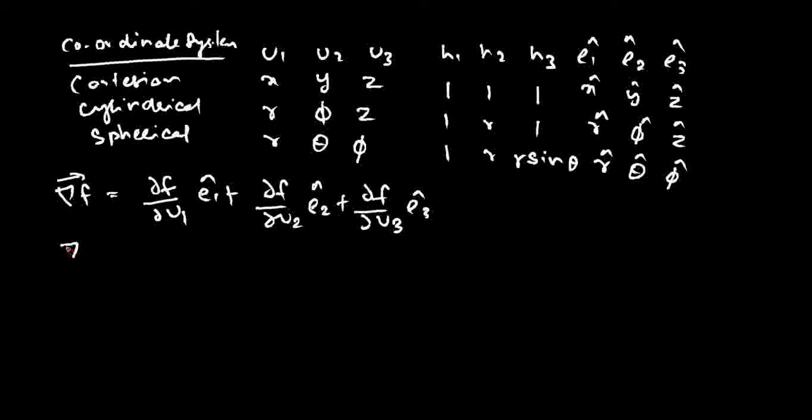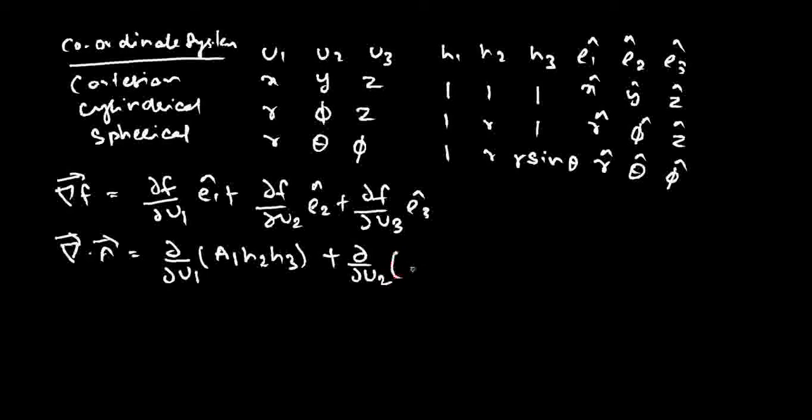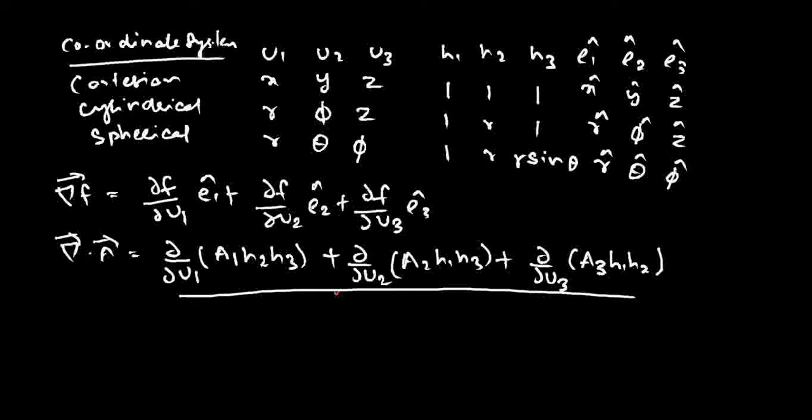Then del dot A, the divergence of a vector field, can be found out as dou by dou u1 of a1 h2 h3, plus dou by dou u2 of a2 h1 h3, plus dou by dou u3 of a3 h1 h2, all divided by h1 h2 h3.